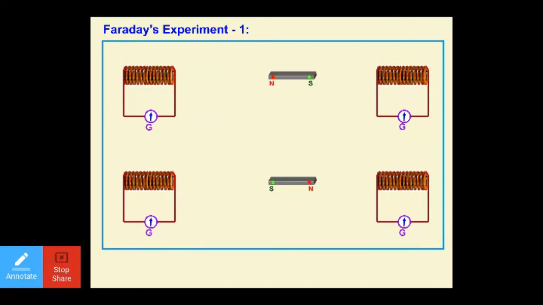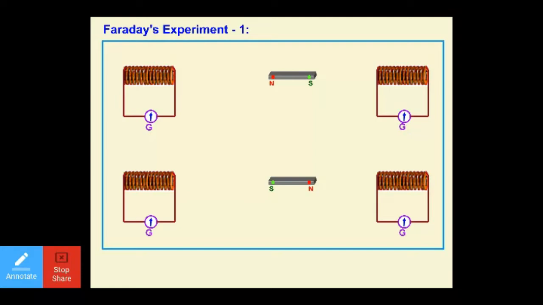Furthermore, let us move on to the next. Here, what is happening? Just check it out. Just see the galvanometer. If you see the galvanometer towards the left hand side coil, the deflection will be towards the right. And in this case, just check it out once again.